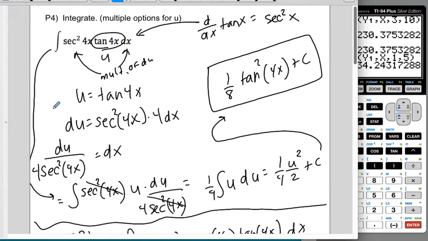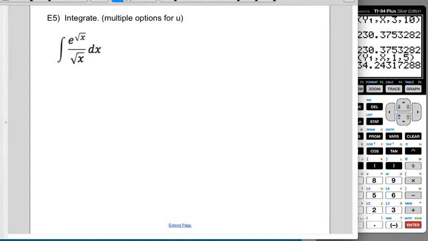There are a couple different ways to look at that. Again, that was definitely a difficult problem. All right, let's go ahead and walk through E5.